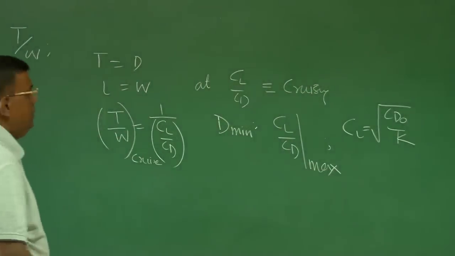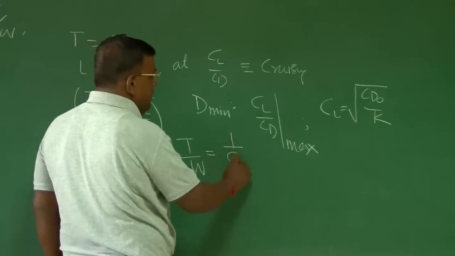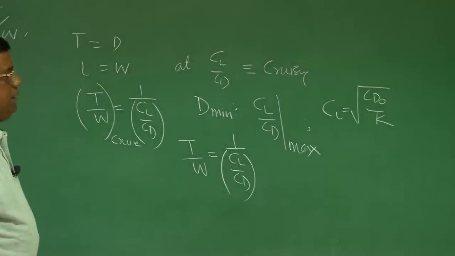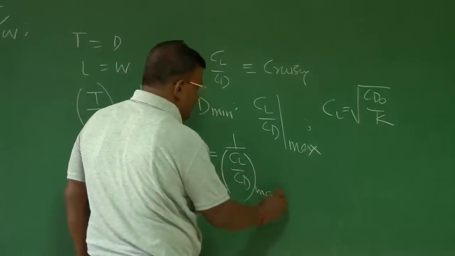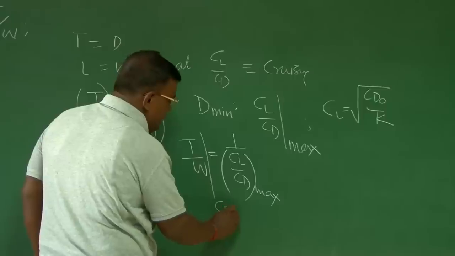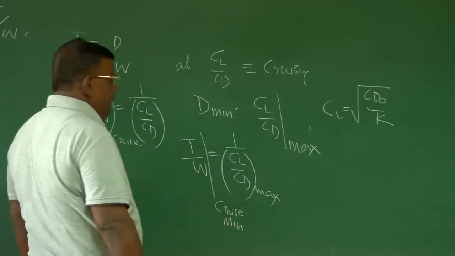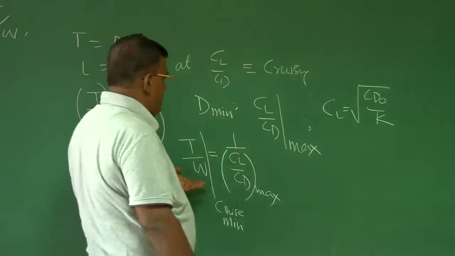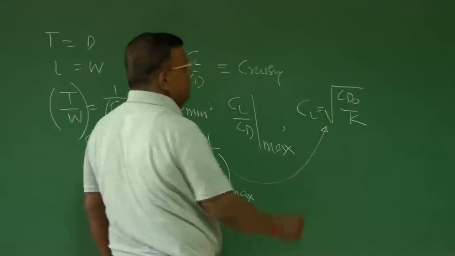So immediately I know T by W will be 1 by CL by CD, and let us say CL by CD max, this value. When I write T by W cruise, I say cruise for minimum T by W, that means CL by CD is maximum, that means drag is minimum. So I know that value of T by W as 1 by CL by CD max, which corresponds to CL equal to CD naught by K.